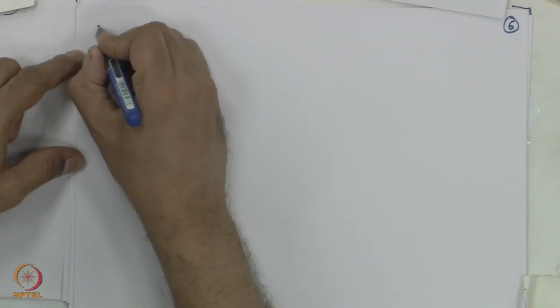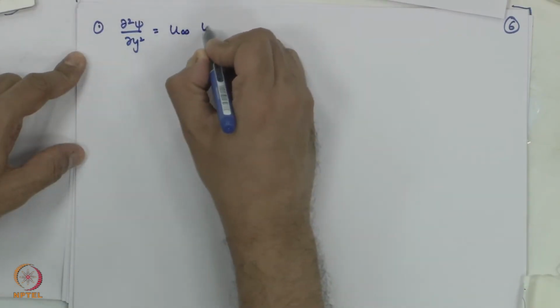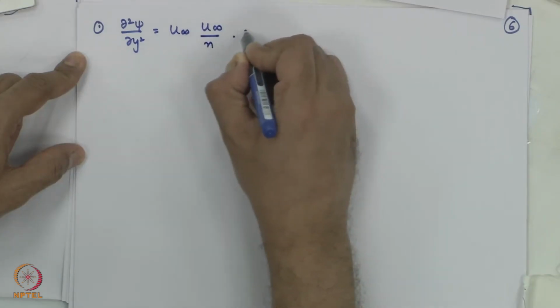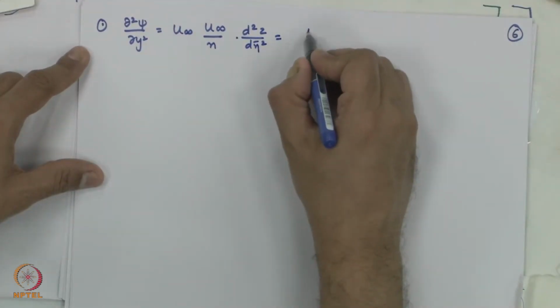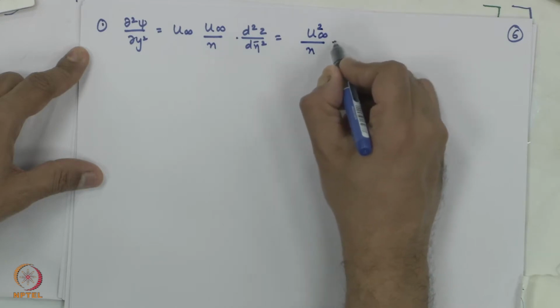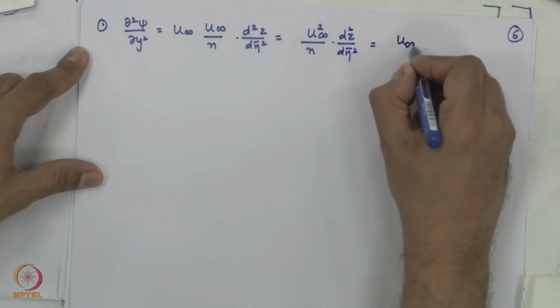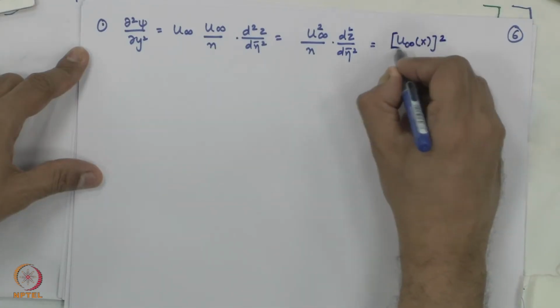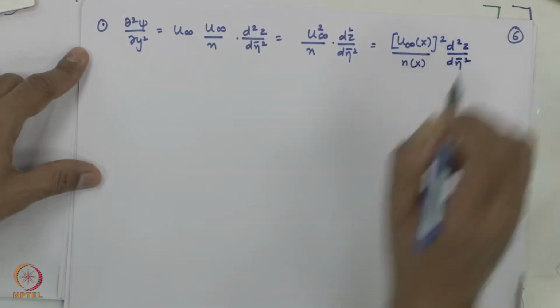We had written the expression for d squared psi by dy squared. Let us write it now in a form which is going to be useful. d squared psi by dy squared is now u infinity divided by n, d squared z by d eta bar squared. This is nothing but u infinity squared by n, both of which are functions of x, times d squared z by d eta bar squared. Or, if I want to write it, it is u infinity of x squared divided by n of x, d squared z by d eta bar squared.